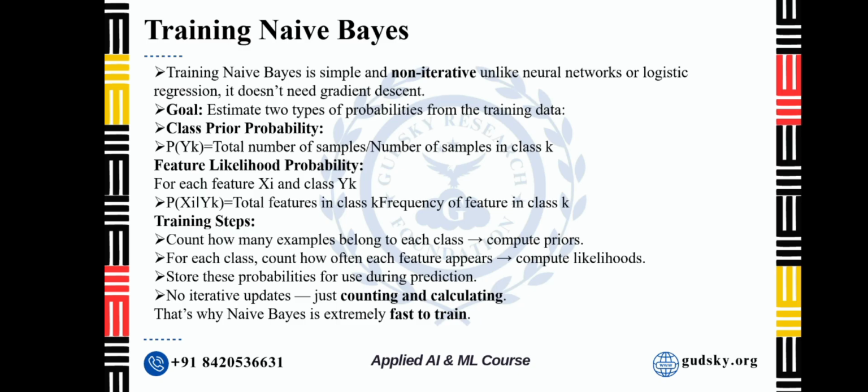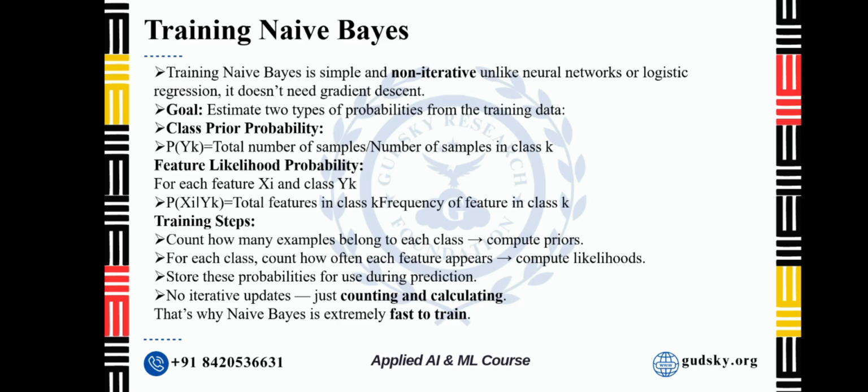Like if we take the formula here, P of y_k equals the number of samples in the class k over the total number of samples. For example, if we have 10 emails and 6 are spam, then P of spam equals 6 by 10, which gives the value 0.6. As for feature likelihood probability, for each feature, like a word, and class, like spam or not spam, we count how often that feature appears in that class. Like the formula here, P of x_i given y_k equals the frequency of feature i in class k by the total features in class k.